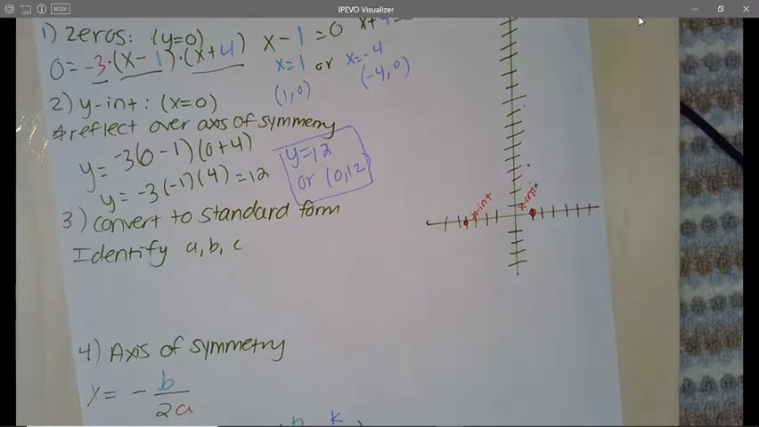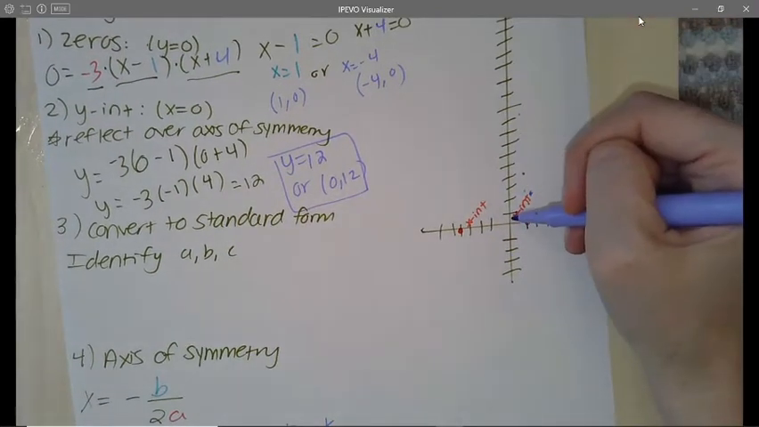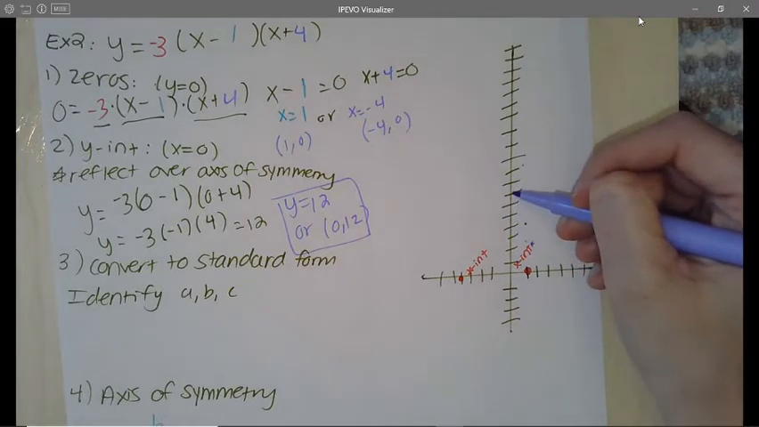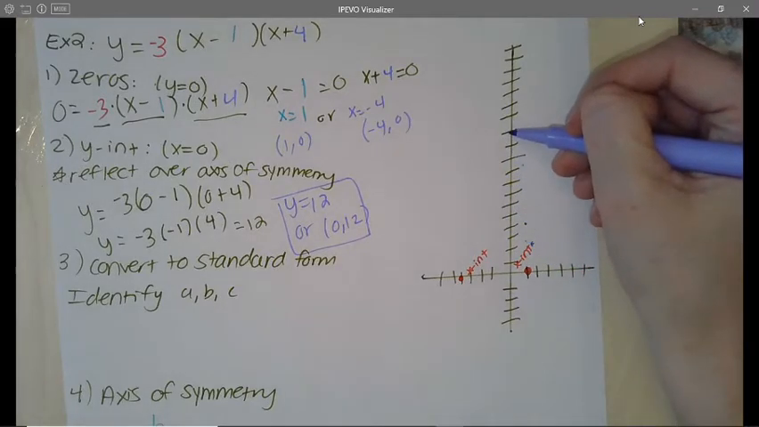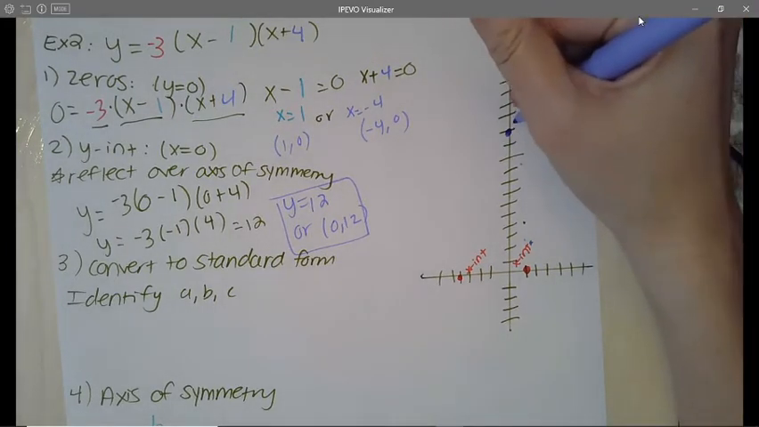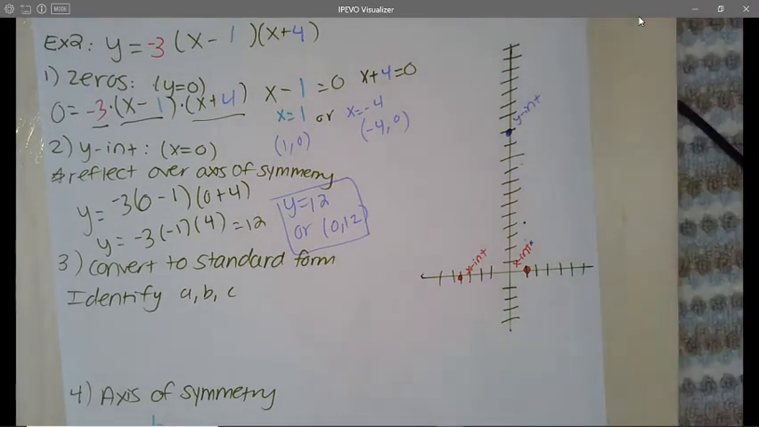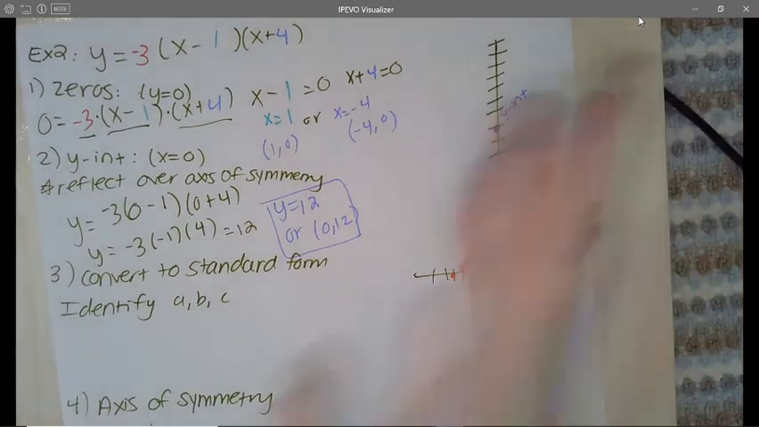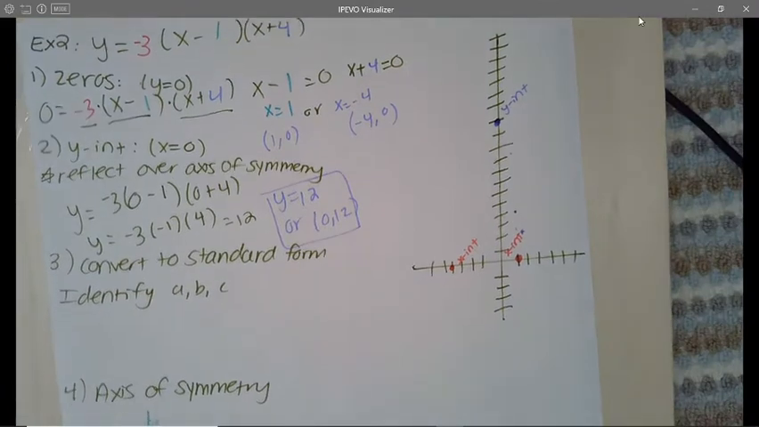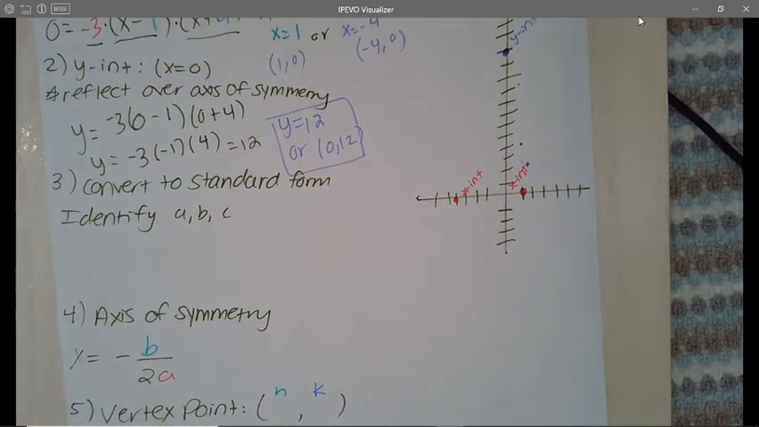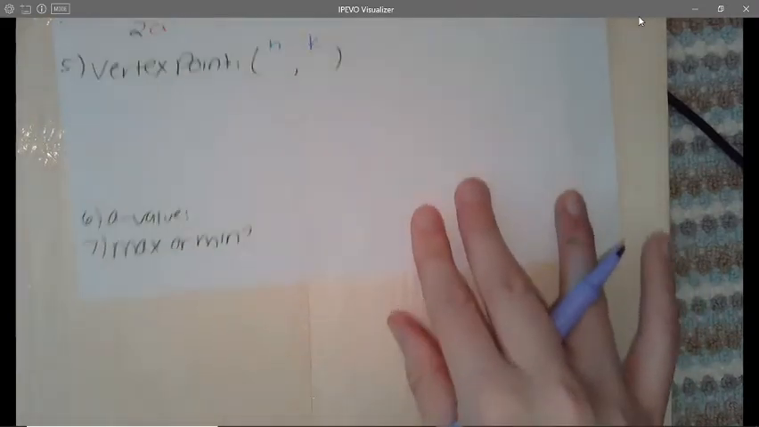All right, let's plot our y-intercept. So it's at 0, 12. So I got to count a lot. Let's see here. 1, 2, 3, 4, 5, 6, 7, 8, 9, 10, 11, 12. Yay! All right, so here's our y-intercept. Okay, and eventually when I draw in my axis of symmetry, I'm going to reflect that over my axis of symmetry.